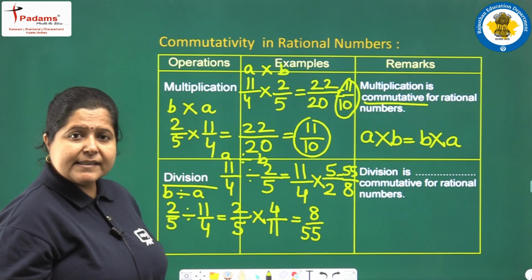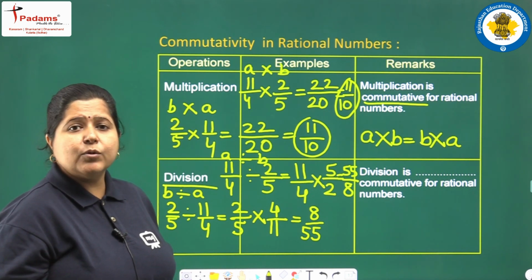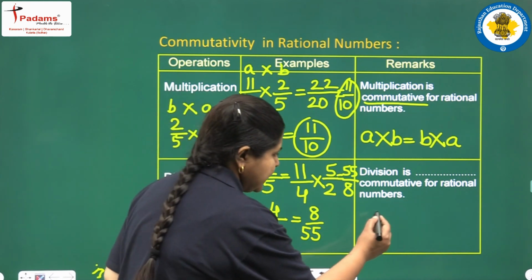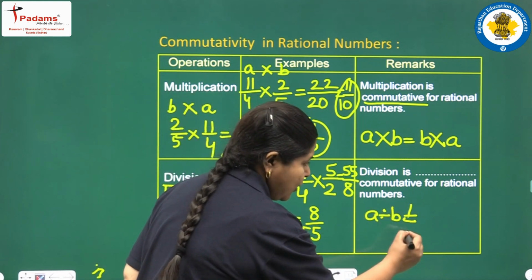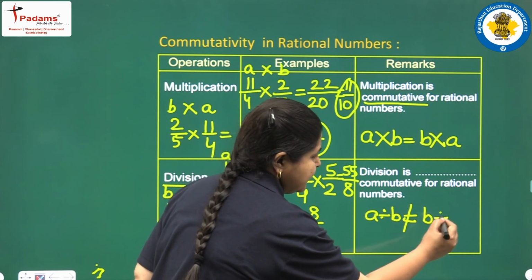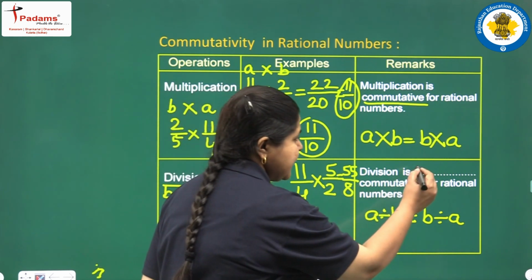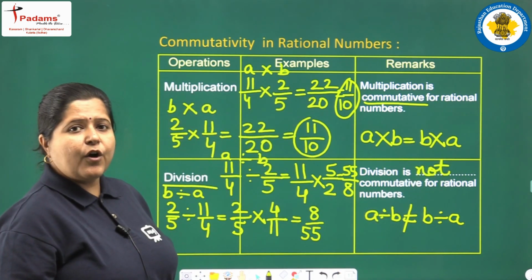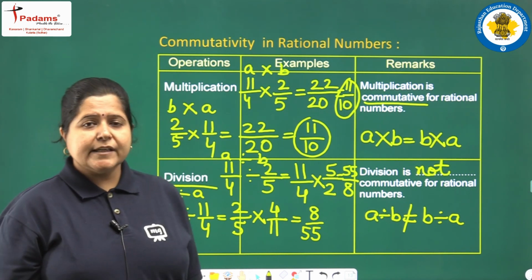Are both the answers same? No, they both are not same, they are not equal. So we can say A divided by B is not equal to B divided by A. Therefore, division is not commutative for rational numbers. I hope this is clear to you.